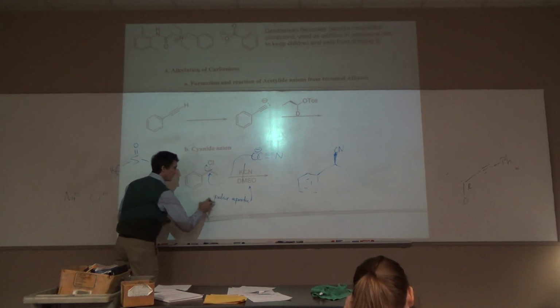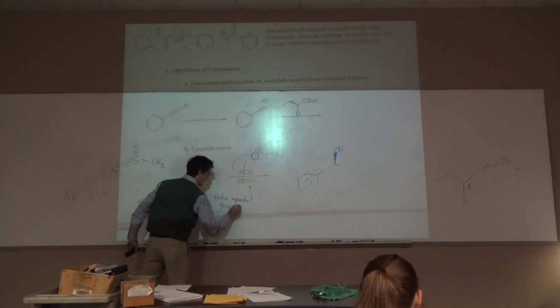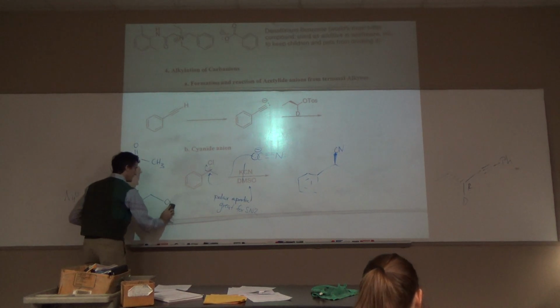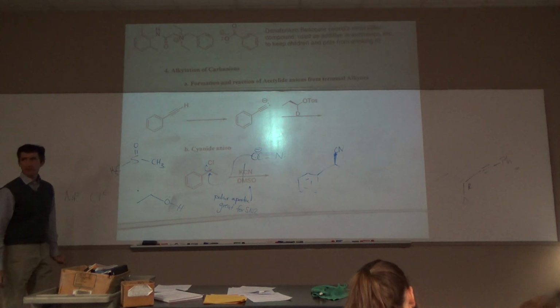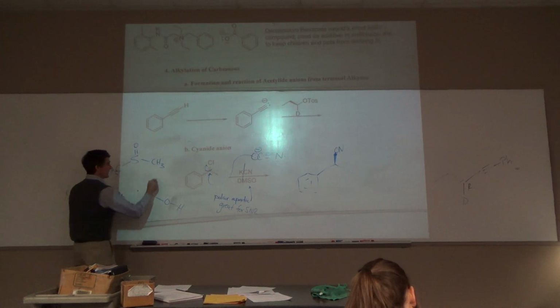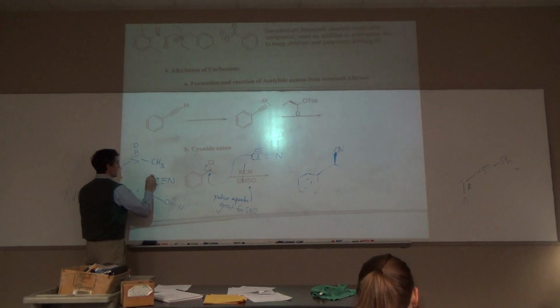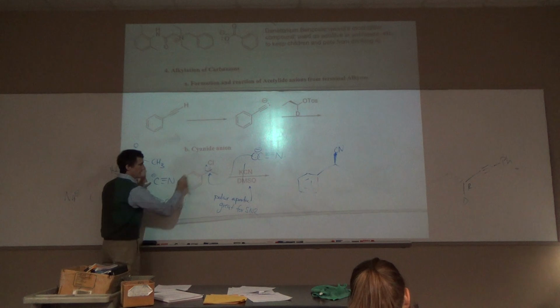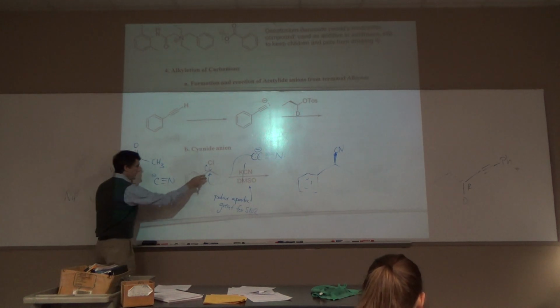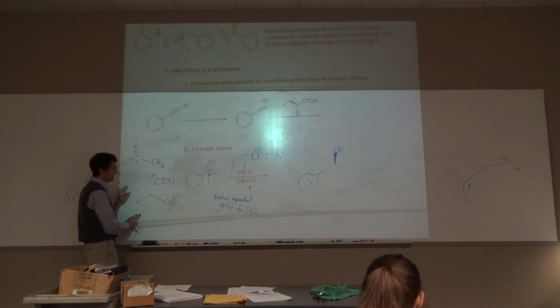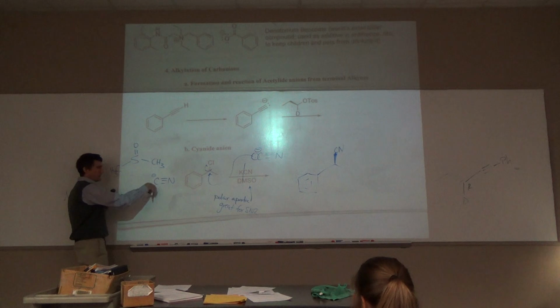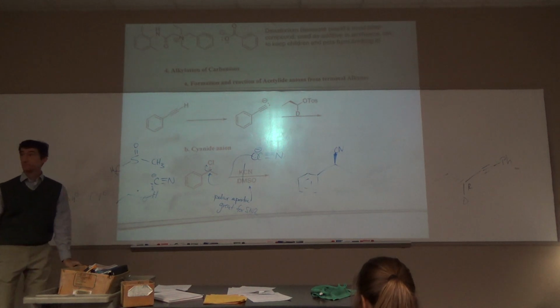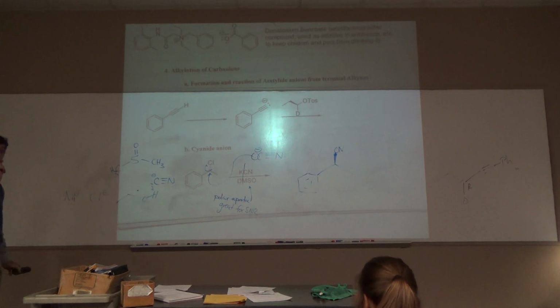Polar aprotics are great for SN2. Why do you think they're good for SN2? Better than protic solvents. This thing has to go react here. These electrons have to go react here. But what's going to be going on right here? What is that? Exactly, hydrogen bond.